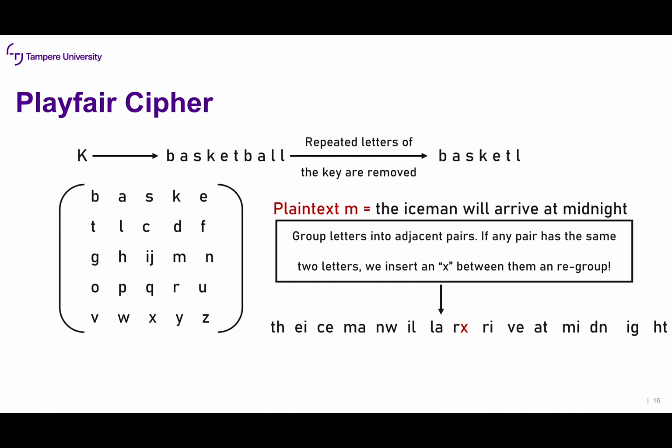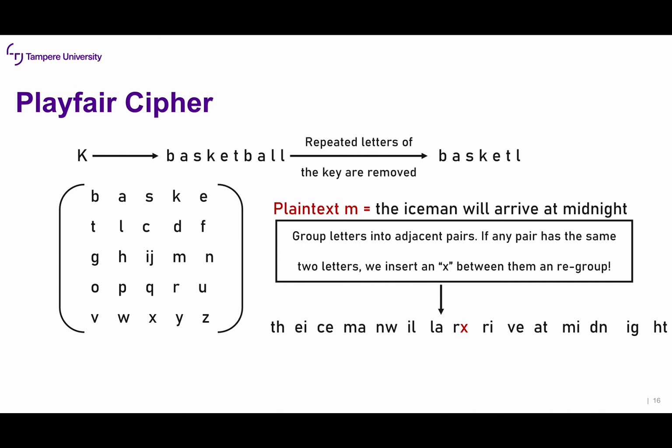And we have three different cases to do this. So the first case is when the two letters are not in the same row or column of the array. In this case, what we have to do is replace each letter with the letter in its row that is in the column of the other letter.